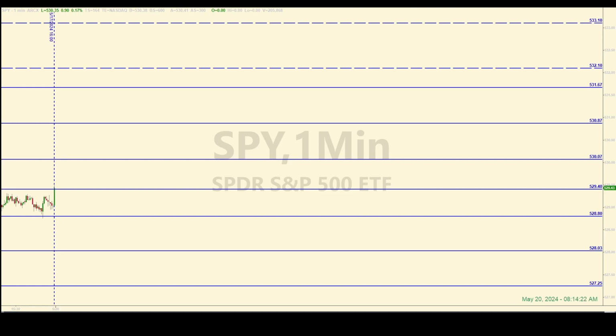Welcome to the daily levels for Monday, May 20. It's almost 15 minutes after 8 o'clock a.m. Eastern. So we'll come back to this chart after the market closes and analyze all the trades in the E-mini futures. Thanks for watching. See you then.